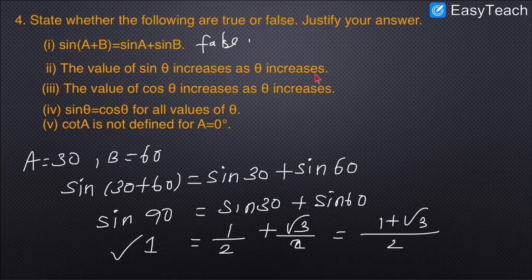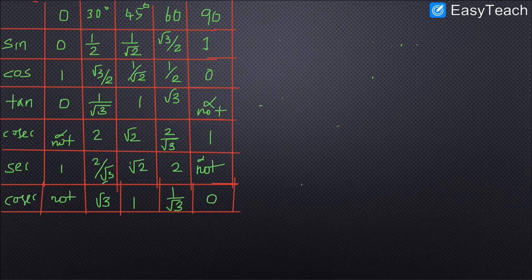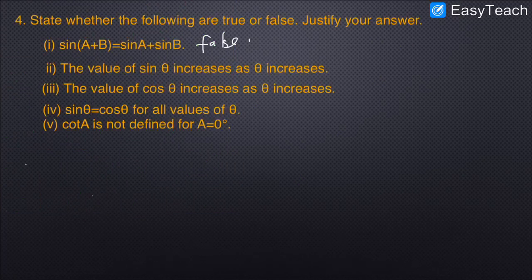Third one, the value of cos theta increases as theta increases. So look at the table again. It decreases. As theta increases, the value of cos theta decreases. So 1, root 3 by 2, 1 by root 2. So it's opposite to sin theta. So the statement is false.